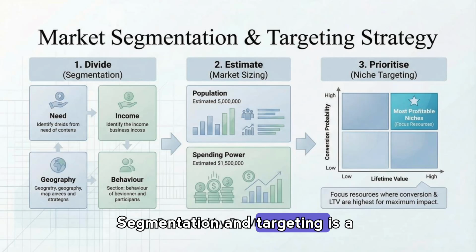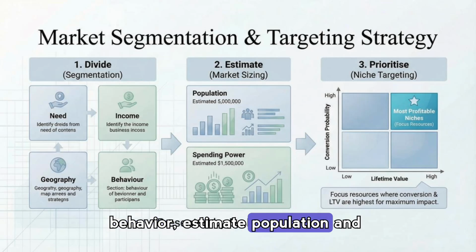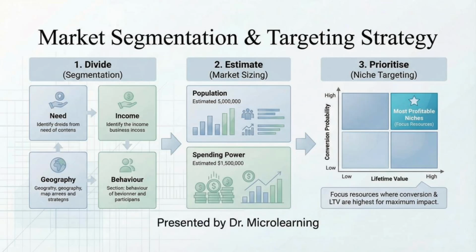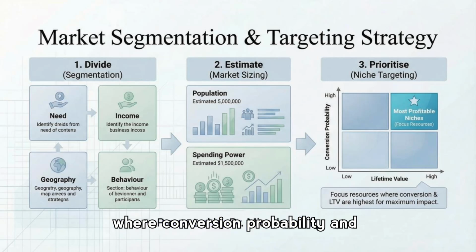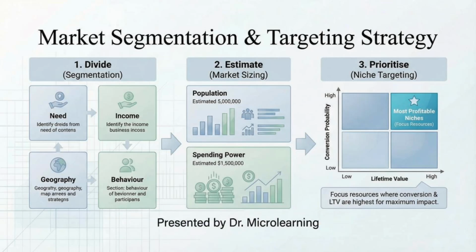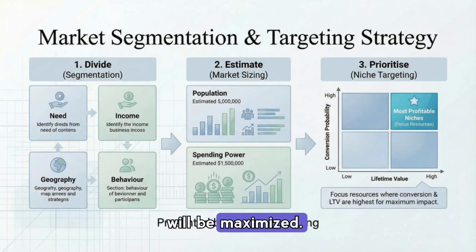Segmentation and targeting is a three-step approach. Divide the market into meaningful groups by need, geography, income, and behavior. Estimate population and spending power to size each segment. Then prioritize the niches where conversion, probability, and lifetime value are highest. The diagram highlights focusing resources where impact and returns will be maximized.